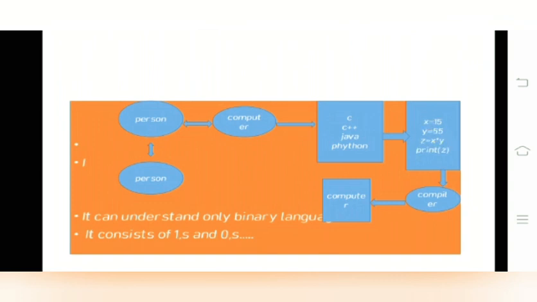There is one important thing here. These are English language commands, so they go to the compiler. Only the compiler converts the English language commands into binary language. The compiler converts these English language C program commands into binary language, and only then does the computer perform the task. It consists of ones and zeros only. It can understand only binary language.